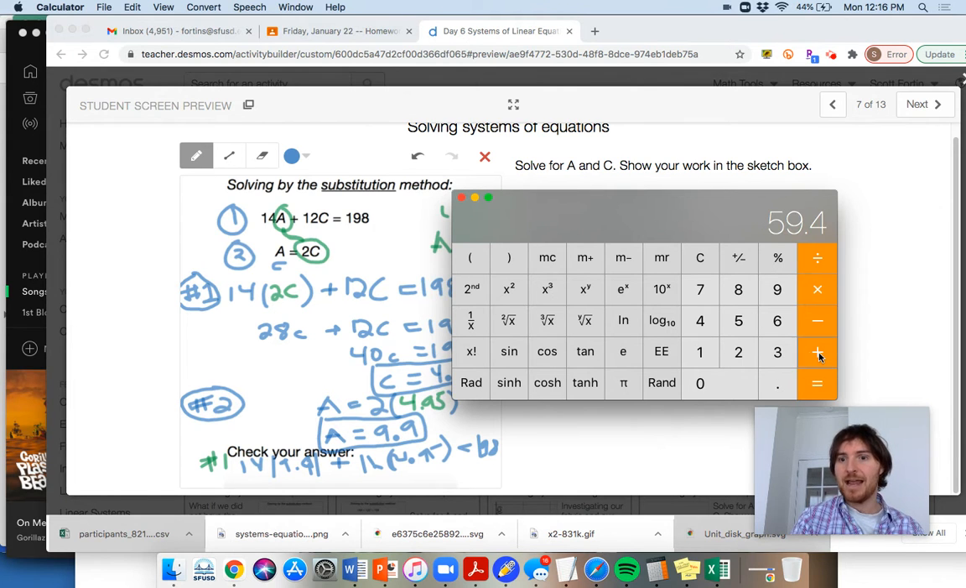Okay, I got that. And I'm going to add 138.6 to that because that's what that was. 138.6 plus whatever that was. I did that a second ago. And I get 198. There you go.